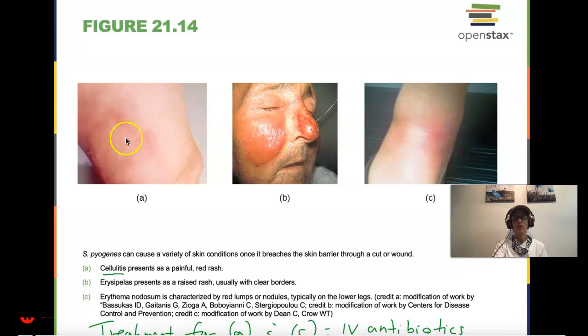So, image C, there's red lumps and nodules in the lower legs. And again, that is also caused by the Streptococcus pyogenes, and it is recruiting those non-specific innate immunity cells to cause the inflammation. And cellulitis and the erythema nodosum are treated with intravenous antibiotics, and the erysipelas is topical antibiotics.